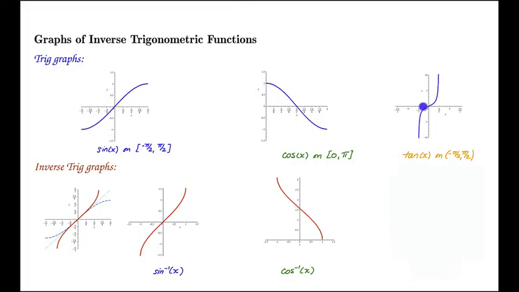And then doing the same reflection along y equals x for the tangent, I end up with a very similar shape that goes off to plus infinity and minus infinity for the inverse tangent of x. So these are the graphs of three of our inverse trig functions.